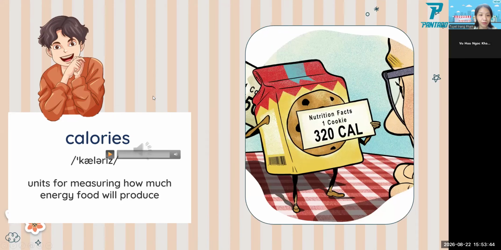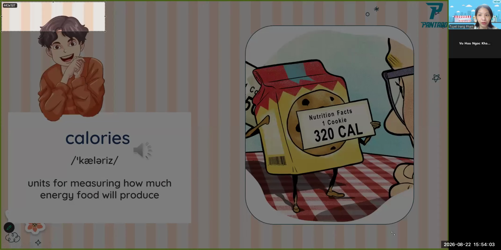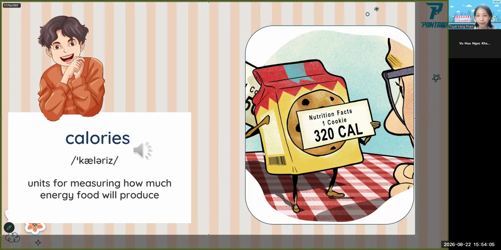Next, you have calories, units measuring how much energy food will produce in our body after we eat or drink. We have the unit calorie.